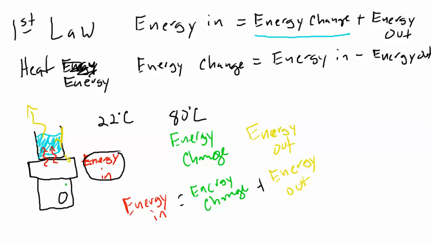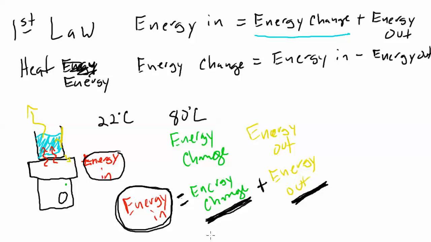Basically, what this is saying is that you can account for all of the energy that's going into the system. It either causes the water's energy amount to go up, or it might be lost outside of the system to some other matter, some surrounding matter somewhere. But if you add those two things together, the energy change in the system and the energy that was lost outside of the system, then it should equal the energy that you put into the system. That's what the first law says.